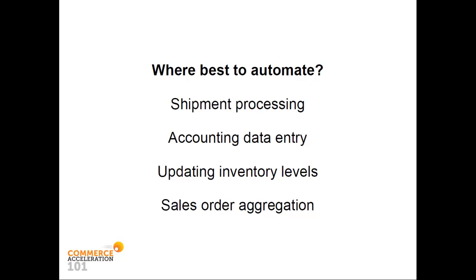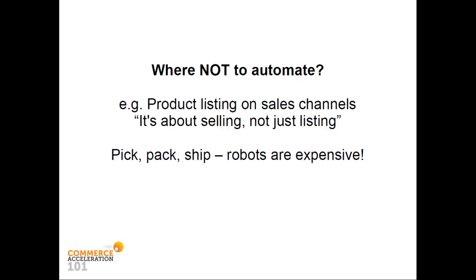Conversely, where not to automate is just as important. And I've just got a couple of examples here really. Product listing on sales channels is one. And what that means is it means adding the product to the software where the customer can buy it.